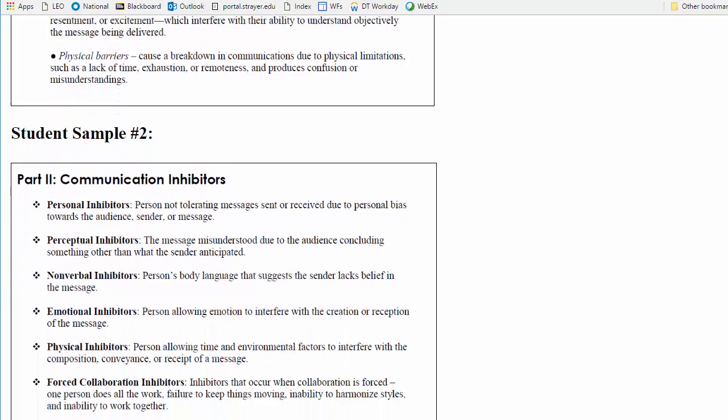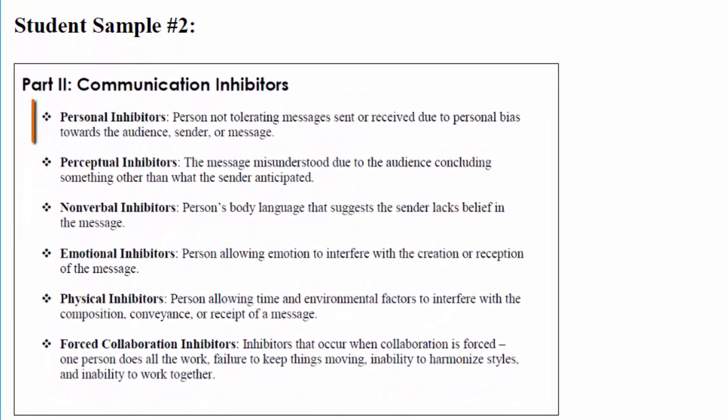Let's take a look here at student sample number 2. Here, it's also a bullet list, although different types of bullets are used. Notice also that the name of the inhibitor or barrier is somehow formatted. In this case, it is bold-faced. So everything looks pretty much the same. But now let's read one of these definitions. Personal inhibitors: person not tolerating messages sent or received due to personal bias towards the audience, sender, or message.